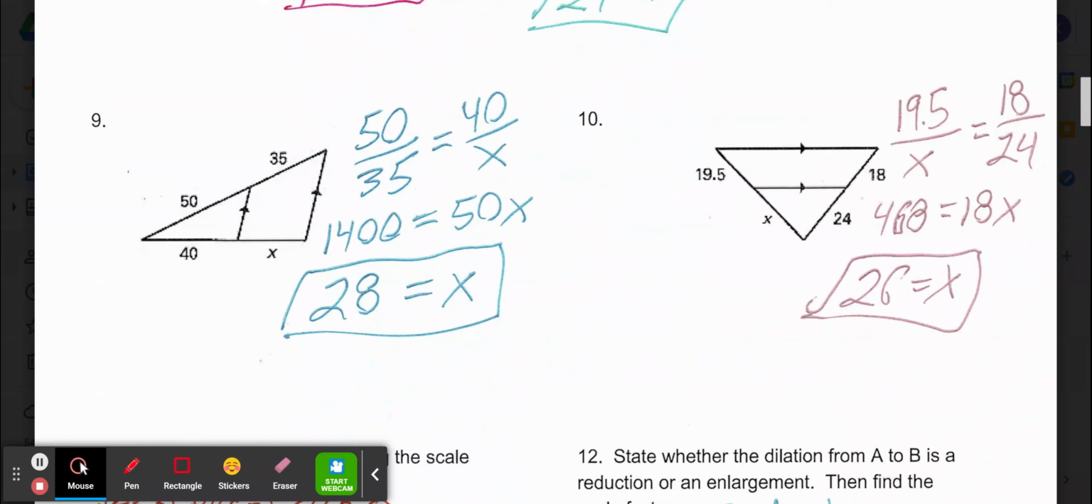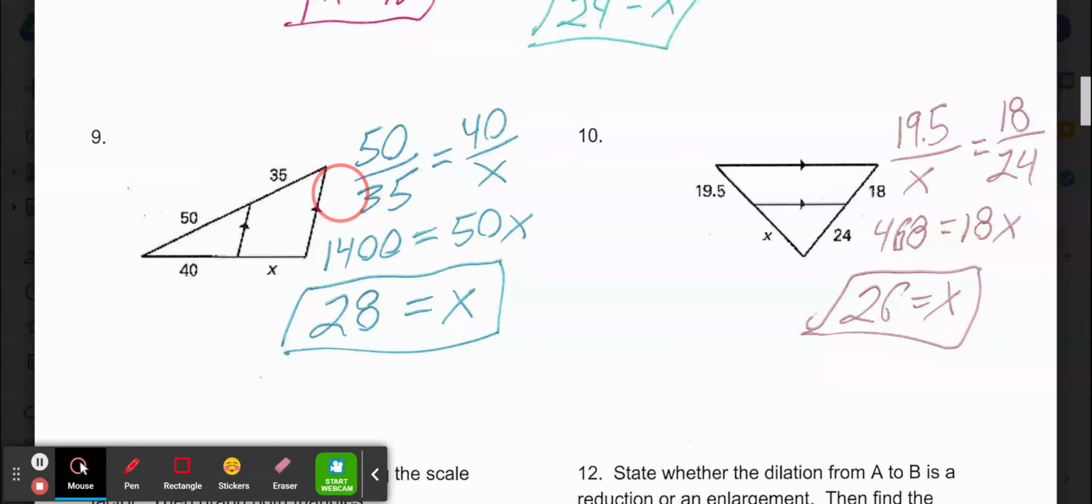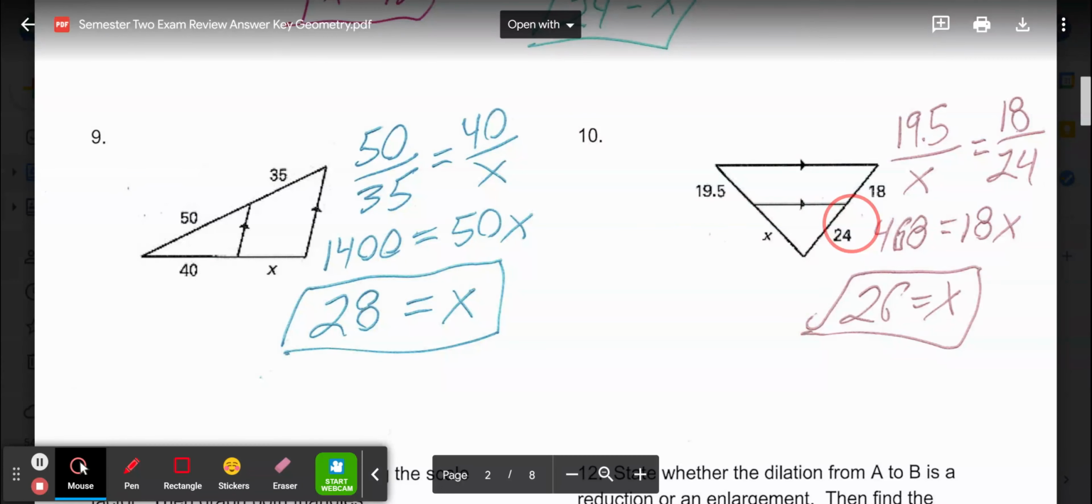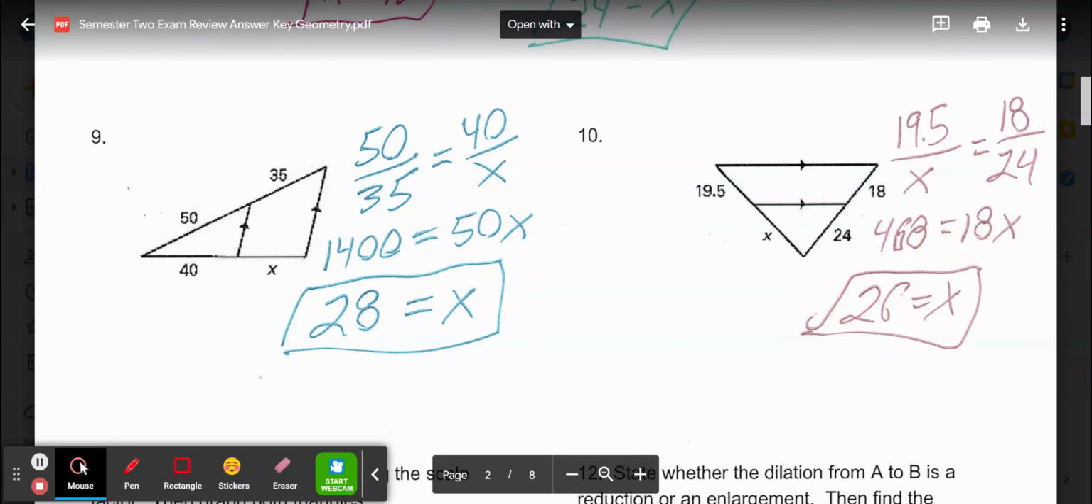In number 9, our corresponding parts would be the 50 and the 35, and then the 40 and the x. We know that because of the parallel segments here. So then the 50 over 35 equals 40 over x. Cross multiply and divide to solve, and x equals 28. And then in number 10, again, using the parallel lines to find our matching corresponding pieces. So the 19.5 over x equals 18 over 24. Cross multiply and divide, and x equals 26.